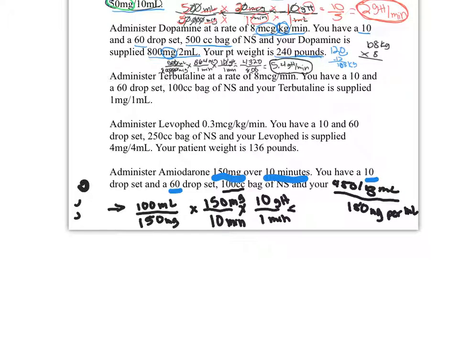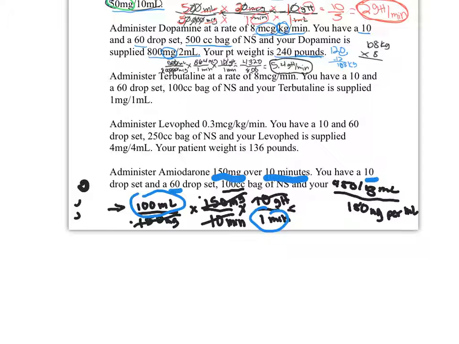Now, recall before I said you can take out zeros. I can also take out full matching units and numbers. So notice here I have 150 on the top and 150 on the bottom. I can just take out the 150 and I can take out the 150. I also can take out the 10 and I can take out the 10. Well, that just leaves me with 100 mLs. Let me get a different color. I have 100 mLs over 1 minute.